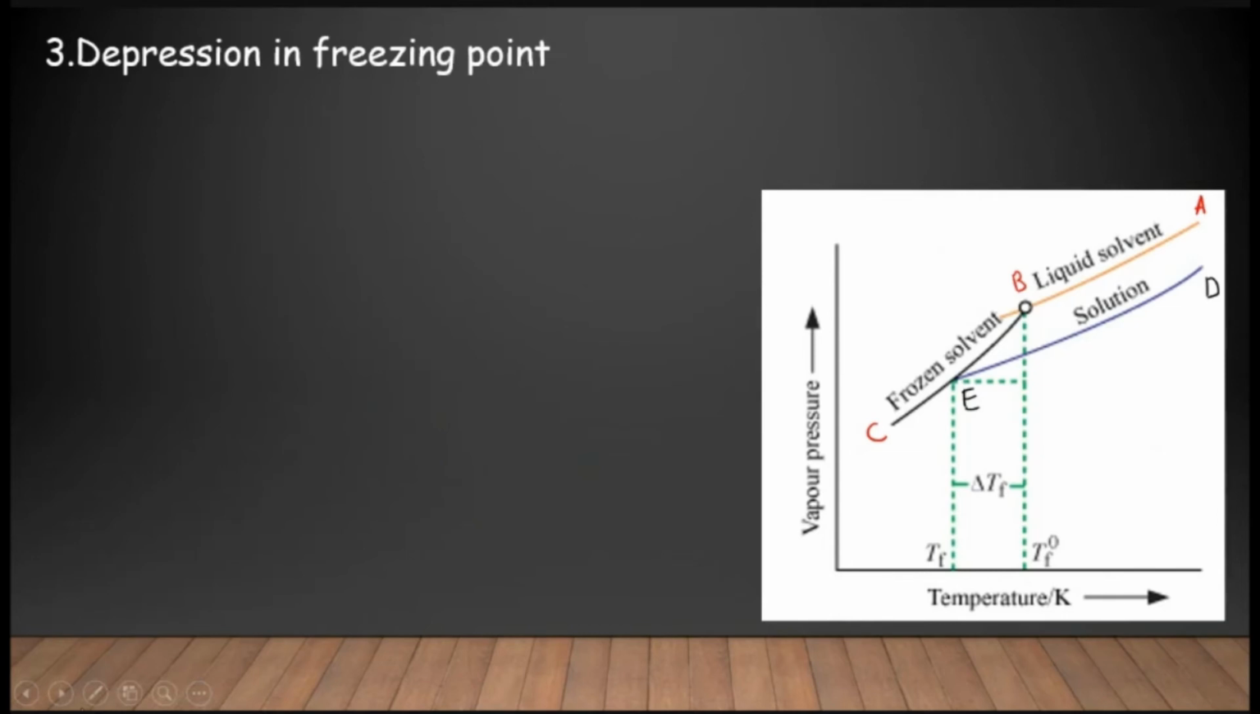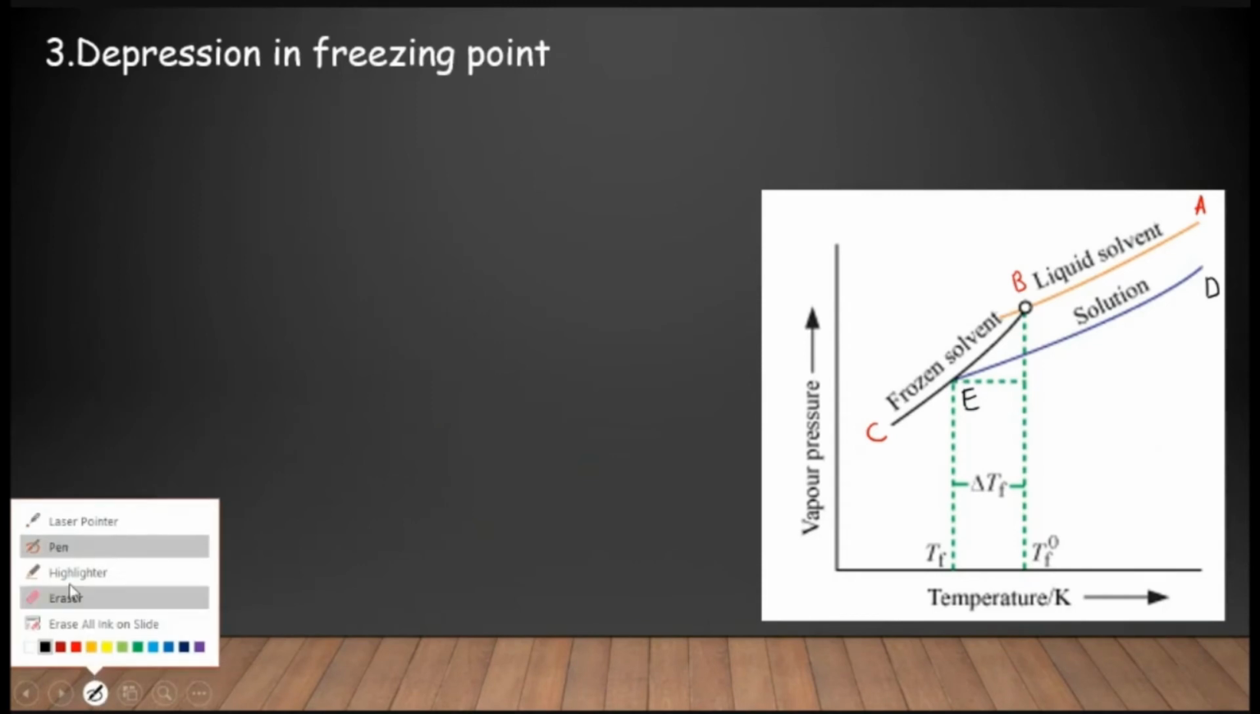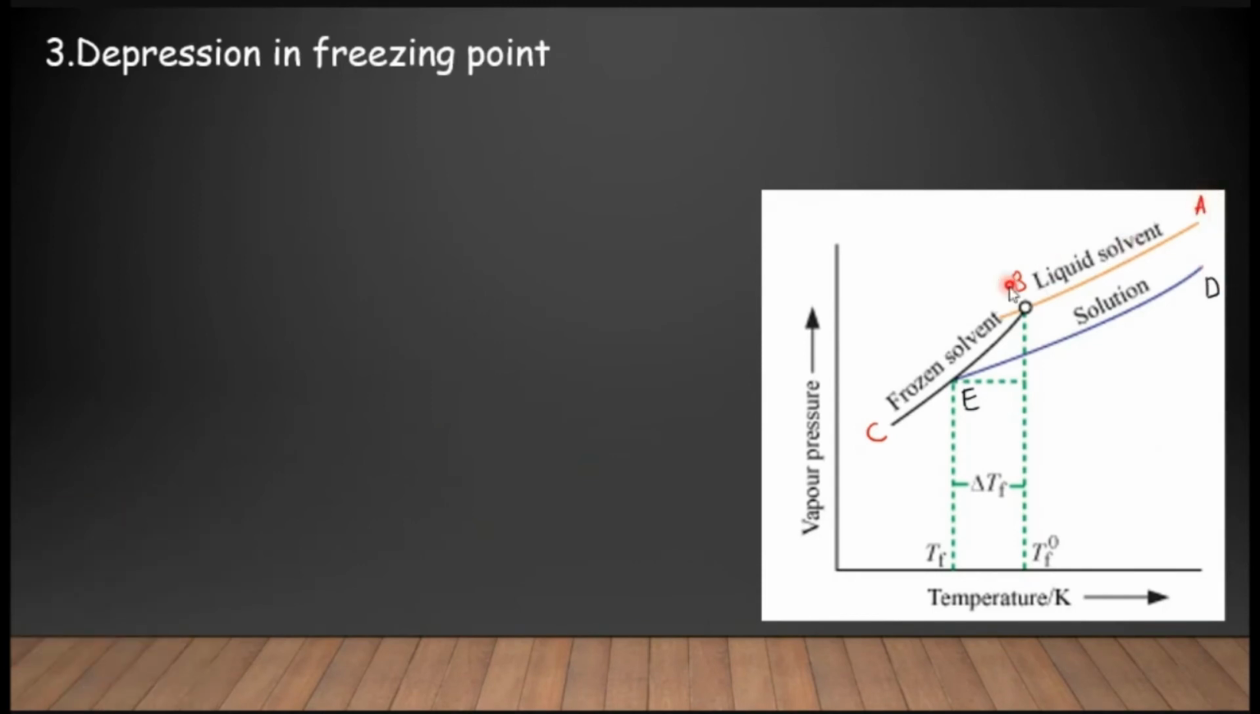On cooling, the vapor pressure of the liquid solvent decreases along the curve from A to B. At point B, the solid starts to appear, and the vapor pressure decreases along the path from B to C. If you decrease the temperature again, the vapor pressure also decreases from B to C, because the solid solvent lowers the vapor pressure.